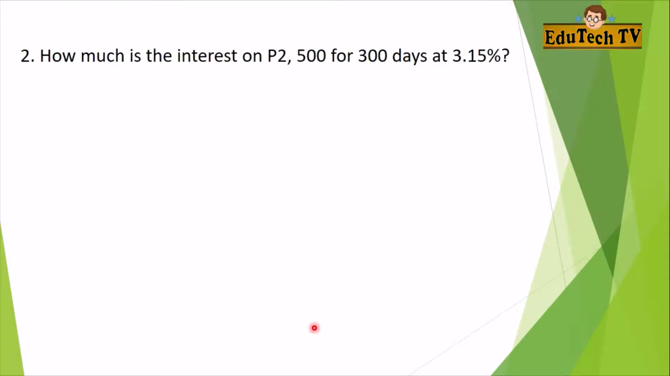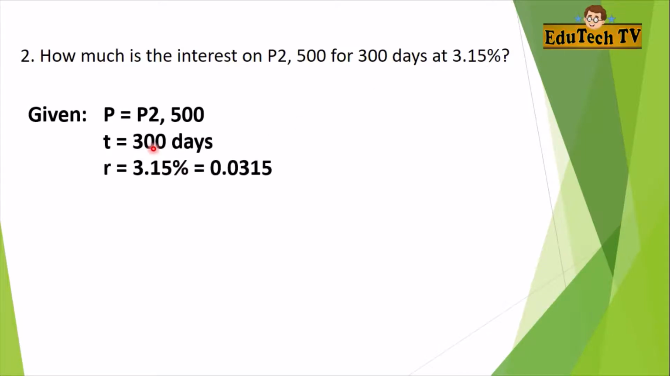Next, how much is the interest in 2,500 for 300 days at 3.15%? So again, we are looking for the interest. Okay, so that's simple interest. 2,500 here is our principal, 300 days is our time, and 3.15 is our rate. Now for the rate, if we have 3.15, we just have to move 2 decimal places to come up with 0.0315.